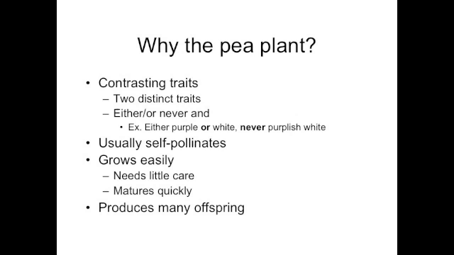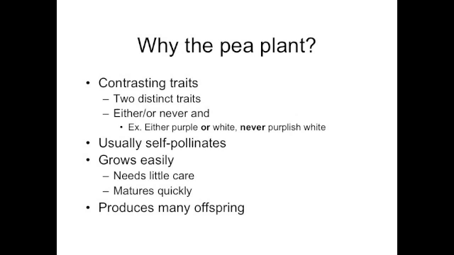Why was the pea plant such an excellent plant to study? Well, the first reason is that it has contrasting traits. In the study of heredity, physical features that are inherited are called characters. Several characters of the garden pea plant exist in two clearly different forms. They are contrasting traits. It is always either or. It is never and. What I mean by this is the color of the flower is either purple or white. It is never purple and white together.